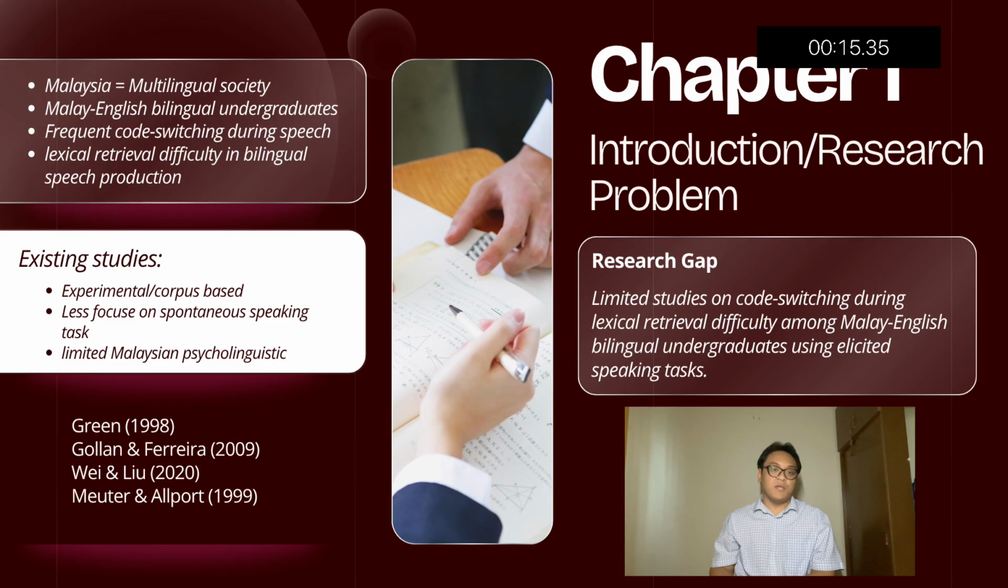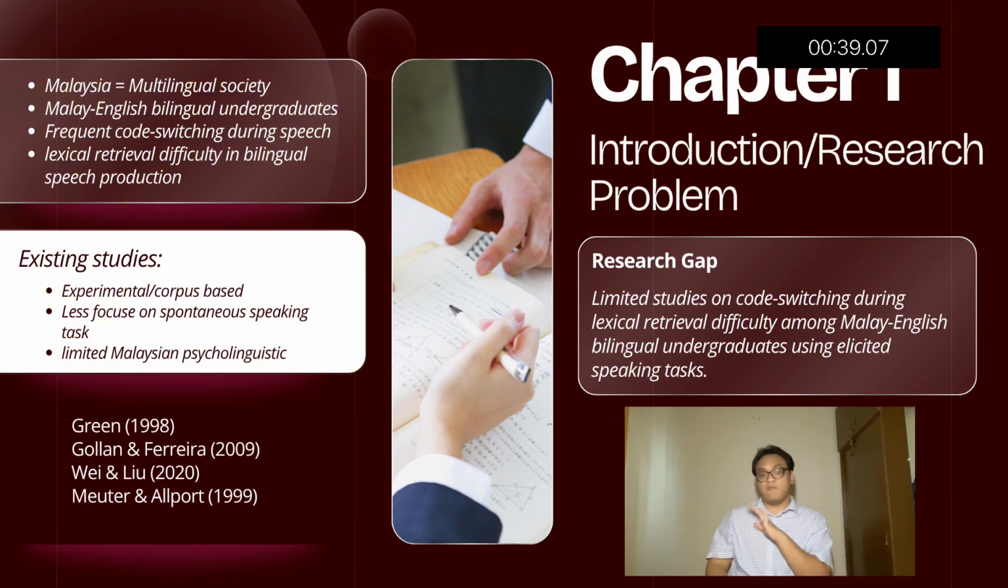Malaysia is a multilingual country where many university students regularly use both Malay and English in daily communication. Because of this bilingual environment, code switching has become a common phenomenon among bilingual speakers. Previous studies mainly discussed code switching from a sociolinguistic perspective, such as identity, communication, and classroom interactions. However, psycholinguistic studies suggest that code switching may also occur during moments of lexical retrieval difficulty, where speakers struggle to retrieve vocabulary items during speech production.